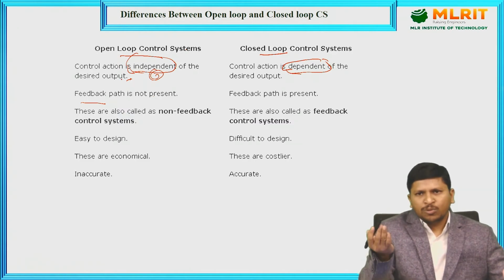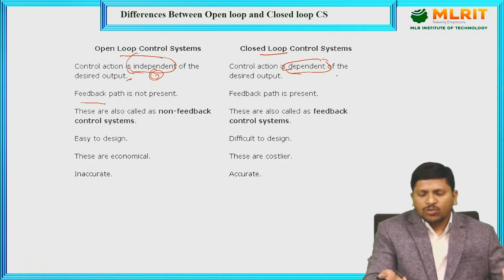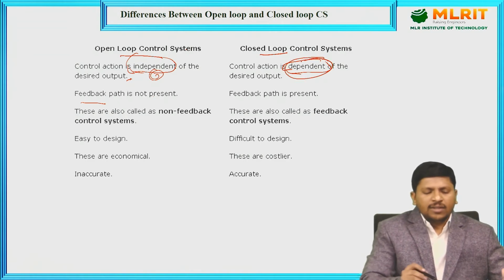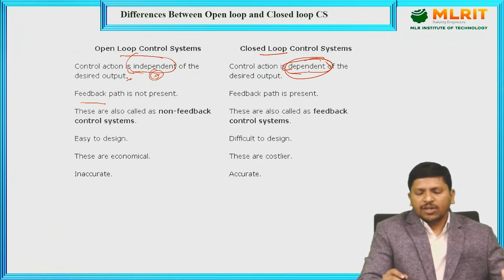The output is not used as the input in an open loop control system, but in a closed loop control system the output is again used as the input. So that's why this one is dependent, and that one is independent. Control action is independent of the desired output in open loop and dependent on it in closed loop. This is the difference.